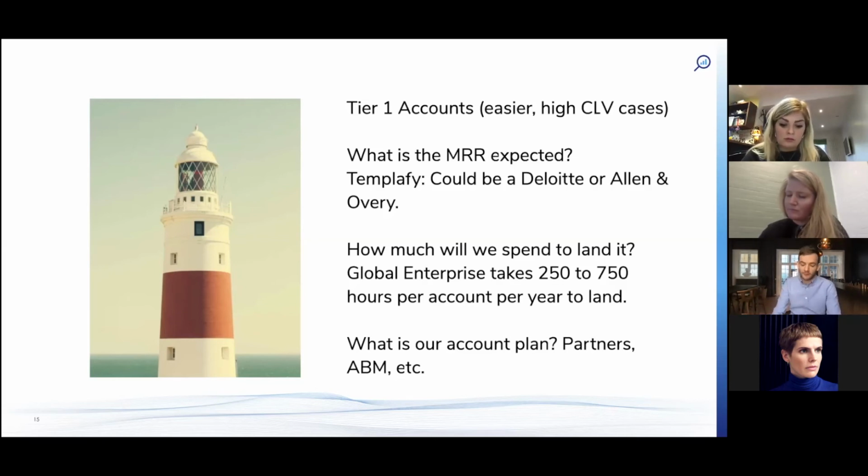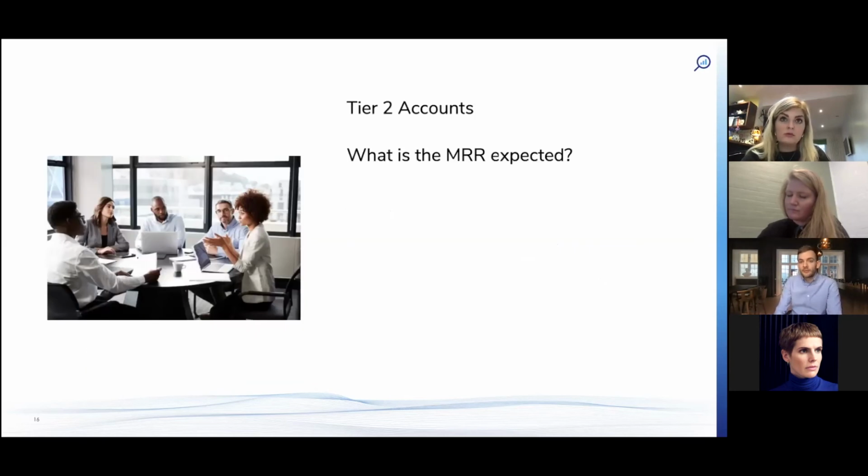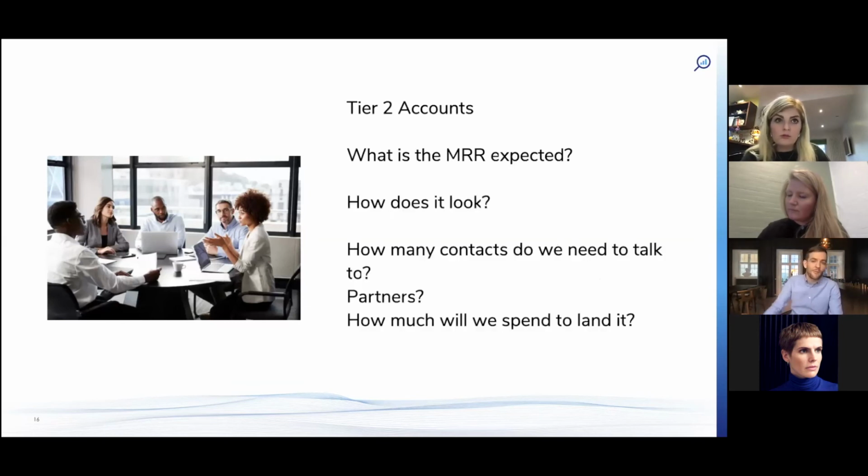And again, if you have a smaller account, let's say a tier 2 account, how much can you expect from that? At 23, that would be something around 3,000 euros in MRR. Okay, and they're going to stay what, 40 to 50 months? Okay, so how much can we then spend to land it? Because we know we're gonna get this money back. How does it look? What kind of company is it? How many contacts do we need to be involved with before we can make a decision? Do we need to involve partners, or do we need to talk to their partners because they are maybe partner driven in the way they take decisions? So all this kind of stuff you need to understand.